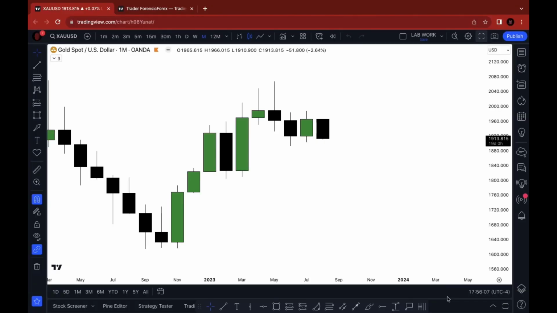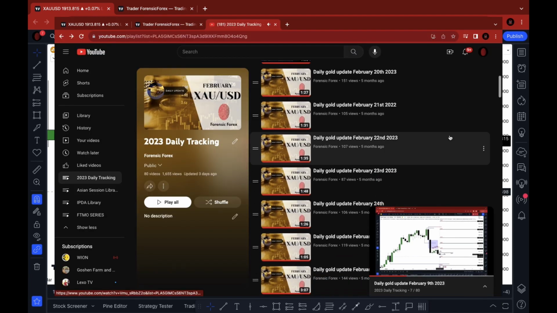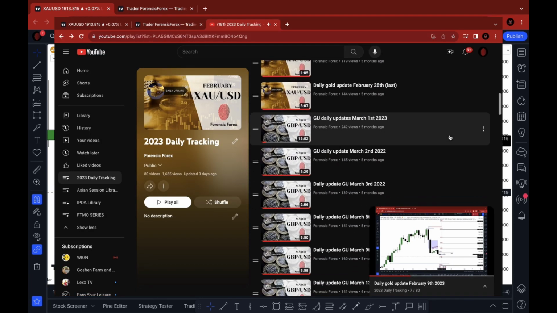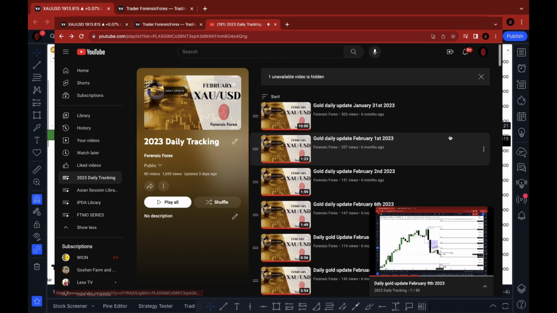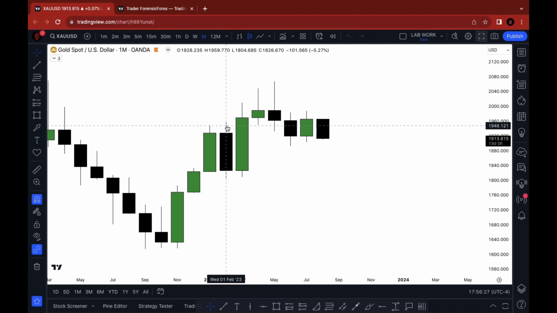We're going to be looking at gold versus the US dollar, and we're going to be looking at the month of February. For those that have been following, or for those that know, I tracked gold for February in the daily updates. If you look on my playlist and look for the 2023 daily tracking, you're going to see me tracking gold that month every day, showing you what I was expecting gold to do.